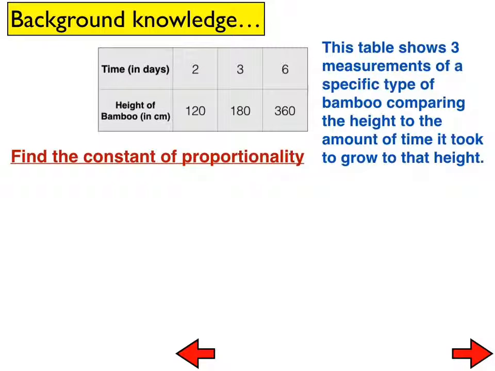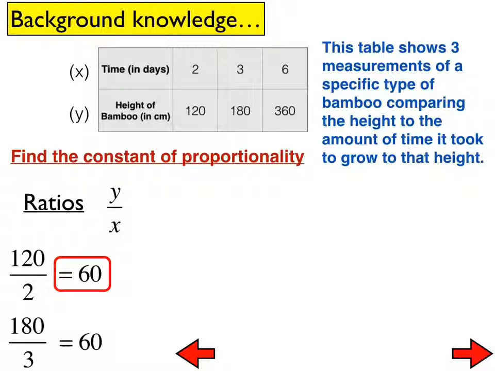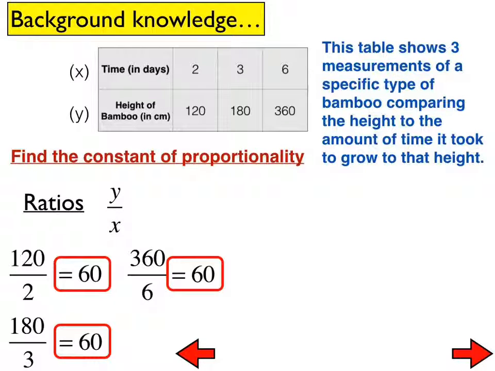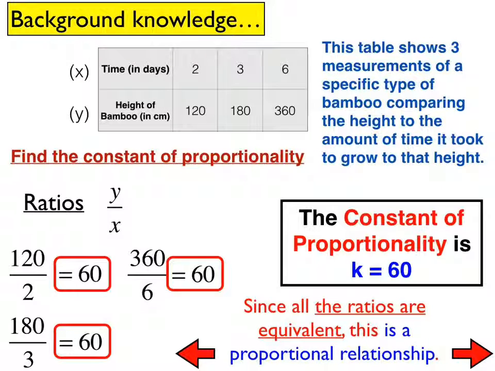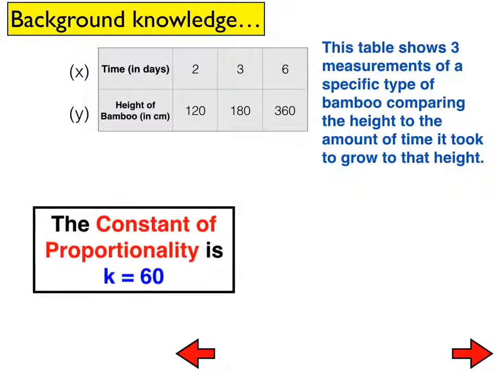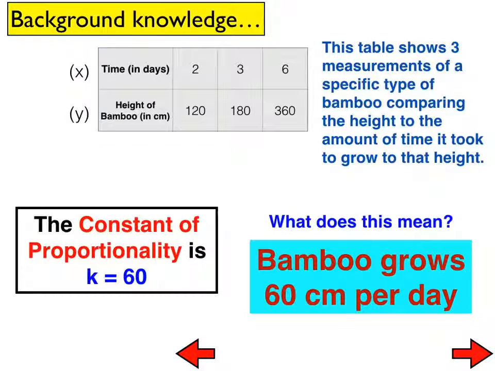Okay, so background knowledge, we found constant using a table. So you would list out all the ratios, y over x. If they're all the same number, it's proportional. And that number is k. So in this case, k equals what? 60. And since this is talking about how tall that bamboo is in such a number of days, that 60 as a unit rate would be what? Good, 60 centimeters per day. Remember, unit rate and constant are the same number.